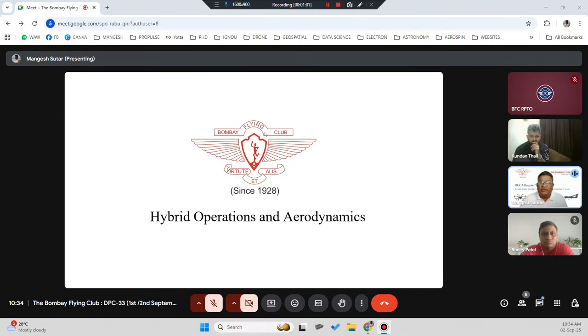So now the combination of the fixed wing and the rotorcraft. When we are talking about fixed wing and rotorcraft, both options, we saw the pros and cons. So can you tell me what are the pros and the cons of the fixed wing? What are the advantages of the fixed wing?